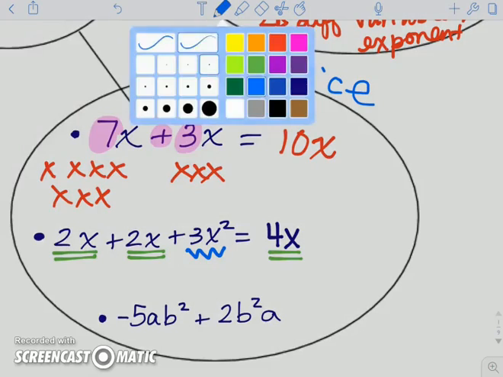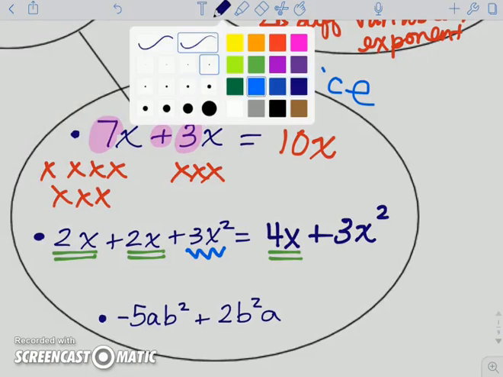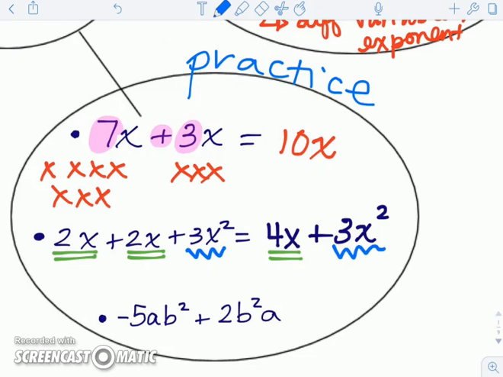And then I don't have anything else to pair up with that 3x squared. So it's just plus 3x squared. And I just carried that over because it didn't have any other like terms to combine with. Not everything has to have a like term. You can just leave it be if there aren't any like terms.